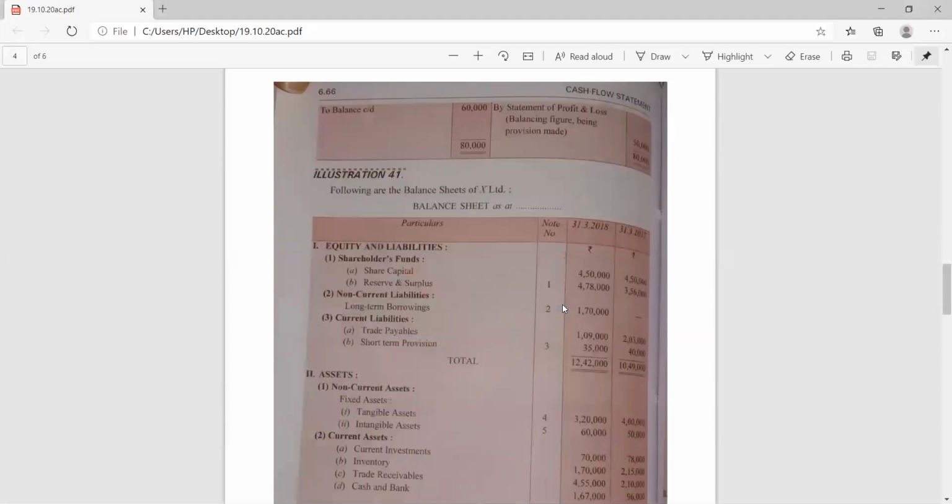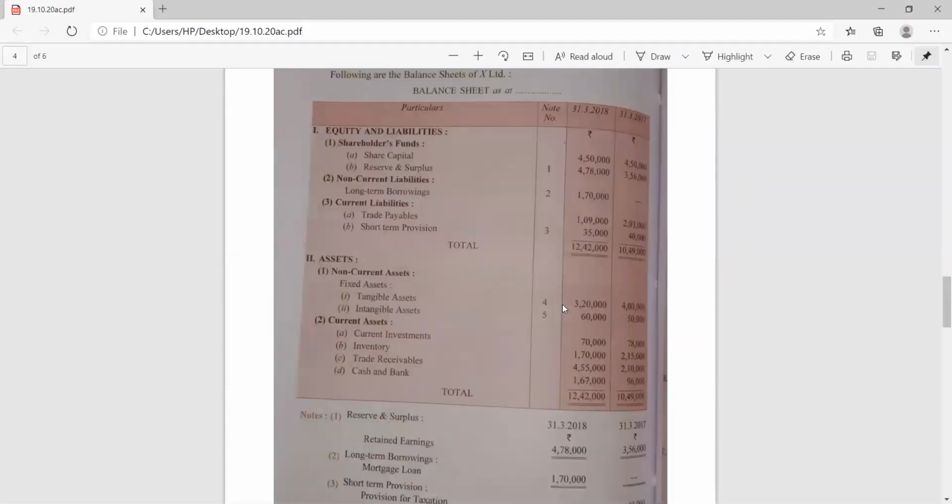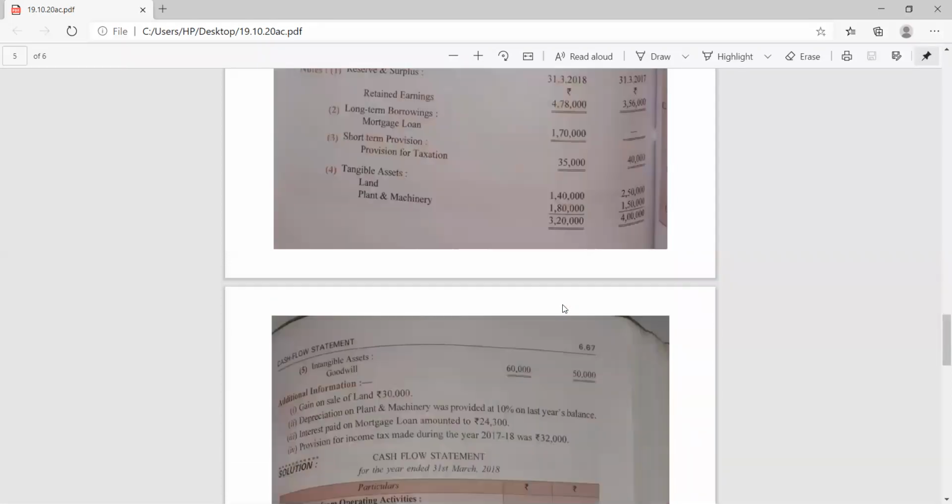the next illustration, in which the adjustments are also given to us, illustration number 41. Here the complete statement is given to us, and the adjustments related to gain on sale of land, depreciation, interest paid and provision for income tax made during the year are also given. I am giving you 2 minutes, please revise, then we will do the group discussion.